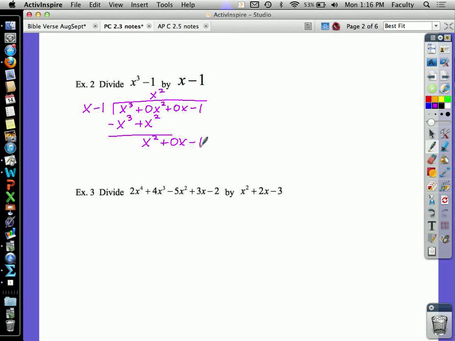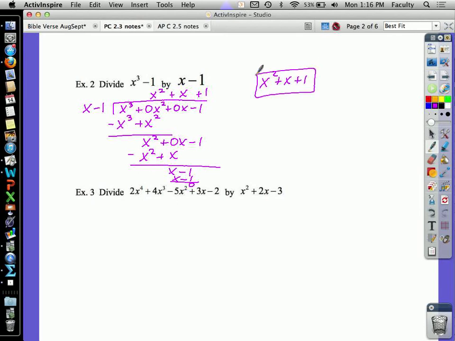X times what is x squared? It's an x. You take the opposite and add. And there's no remainder. So the division answer is x squared plus x plus 1.